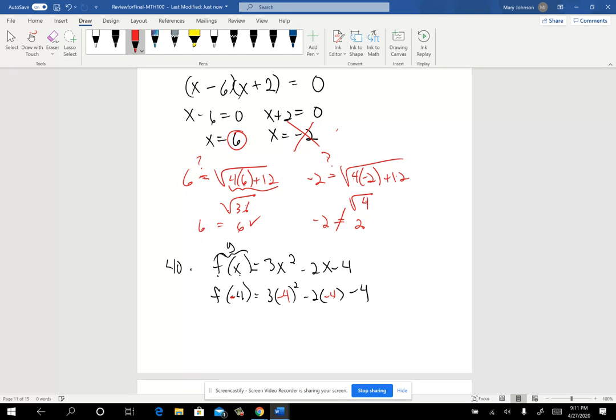Basically what you do is everywhere there was an x, you're going to plug in negative 4. Whatever this is, that goes in there everywhere there is an x. And then you just work it out. So this is 3 times 16 plus 8 minus 4. So that's 48 plus 8 minus 4, which is 56 minus 4, or 52. Okay? All right, so that kind of ends the problems I'm going to do on the review for the final.